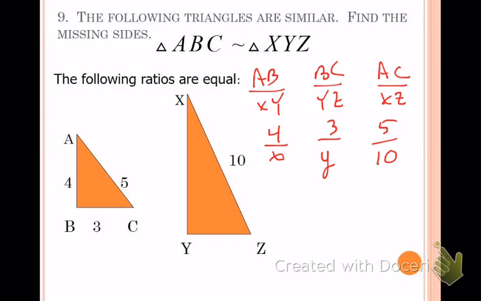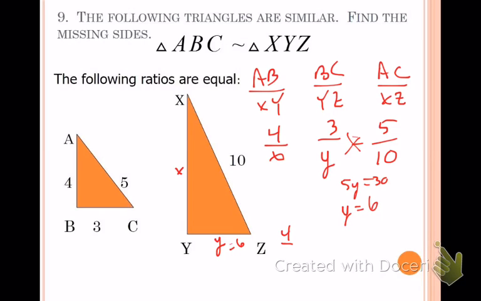Okay, so here are your ratios. And then I need to set two of these equal so I can find my variables, my missing lengths, right? And so yz, the length of that is going to be y, and the length of xy is going to be x. So if I set these two equal to each other, cross multiply and solve, I get 5y equals 30, and then divide by 5, and y is 6. So this length is going to be 6.